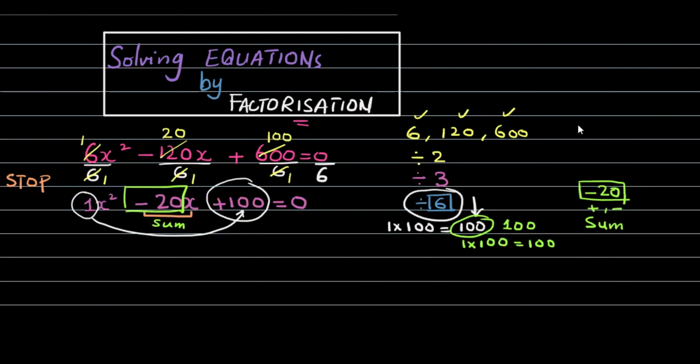So let's proceed with it. 100. 1 plus 100 is giving us what? 101, and 100 minus 1 is giving us what? 99. तो इसका मतलब ये हो गया कि I cannot choose these factors. 1 and 100 तो cancel हो गया क्योंकि I'm not getting minus 20 as a result. Oh, all right. I'll go next.